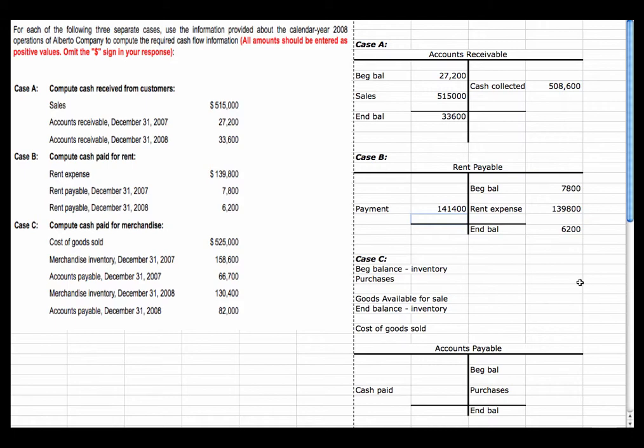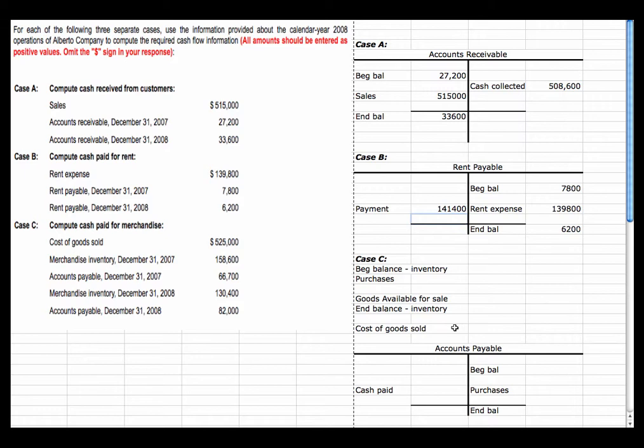Now the last one's a little bit more complicated because we're going to take two concepts into play here. In case C, it says compute the cash paid for merchandise. With the assumption that all merchandise is purchased on credit, the first thing we have to determine is how much we purchased. So if you remember this formula, your beginning balance inventory plus your purchases gives you your goods available for sale, minus your ending balance inventory gives you your cost of goods sold.